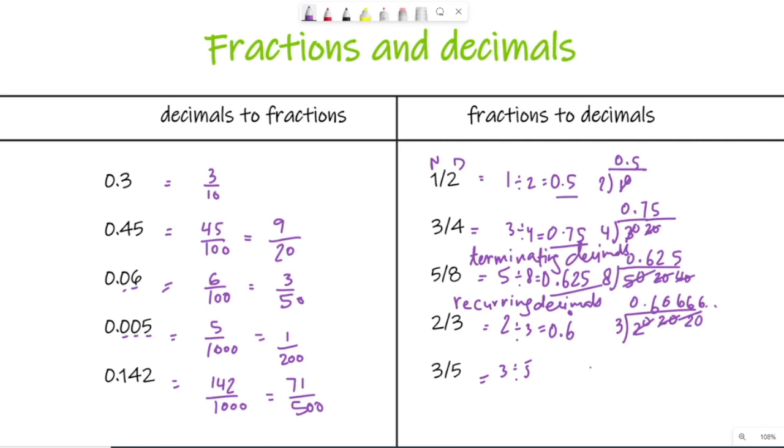The last one, 3 divided by 5. How many 5s go in 3? 0. Give it a 0 with the decimal. How many 5s go in 30? 5 times 6 is 30. It's completely done. So it's 0.6. This time it's a terminating decimal because it's completely divided. 0.6 is the answer, but in the other case you were going through 0.66666. So that one is a recurring decimal, and you put a dot over it.